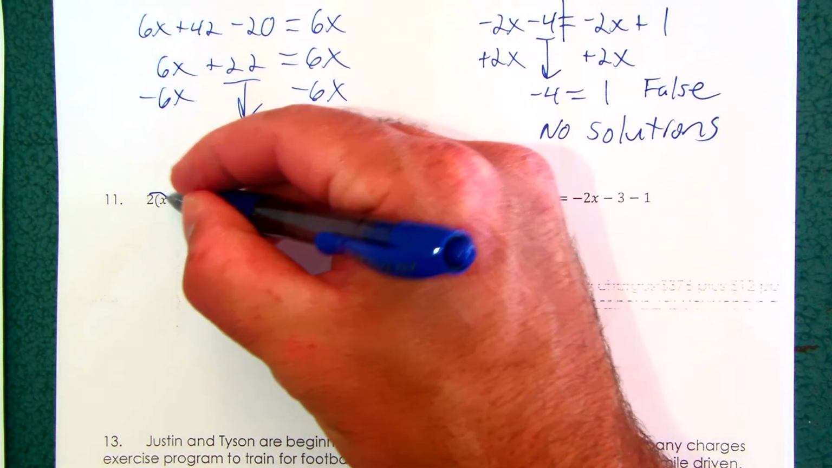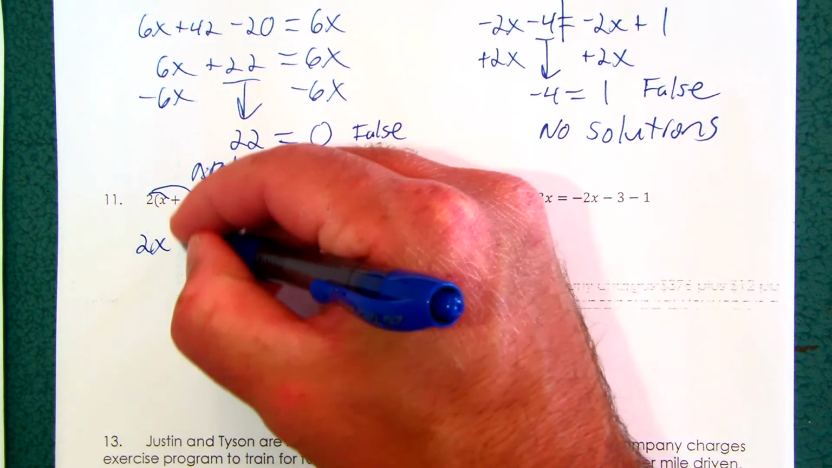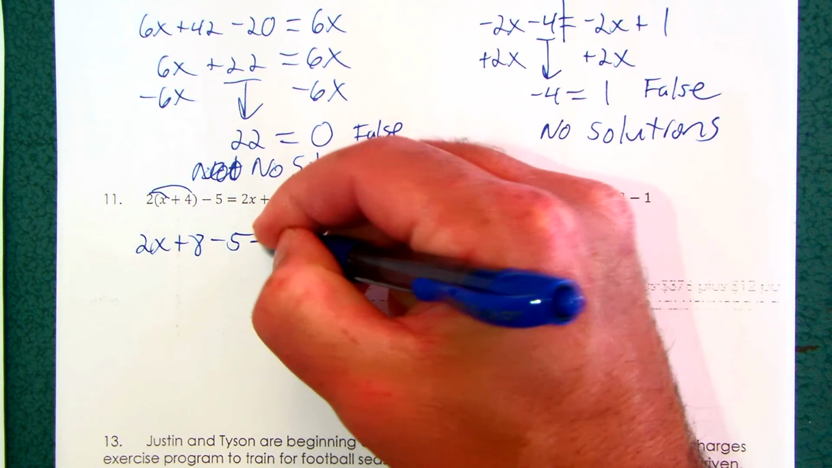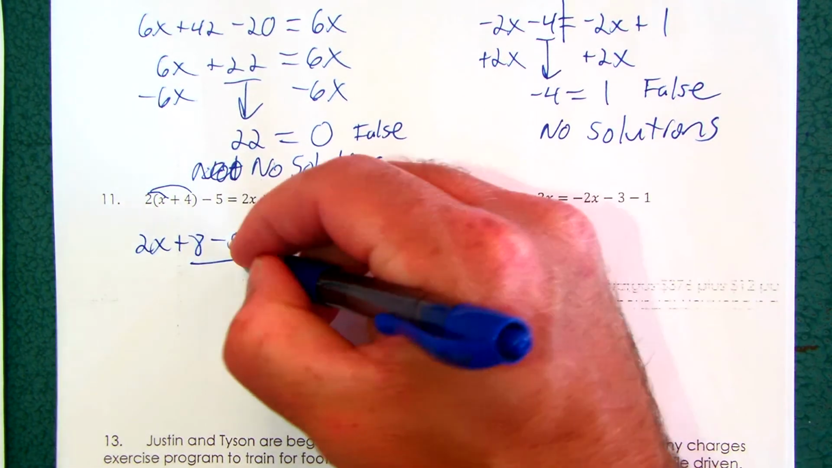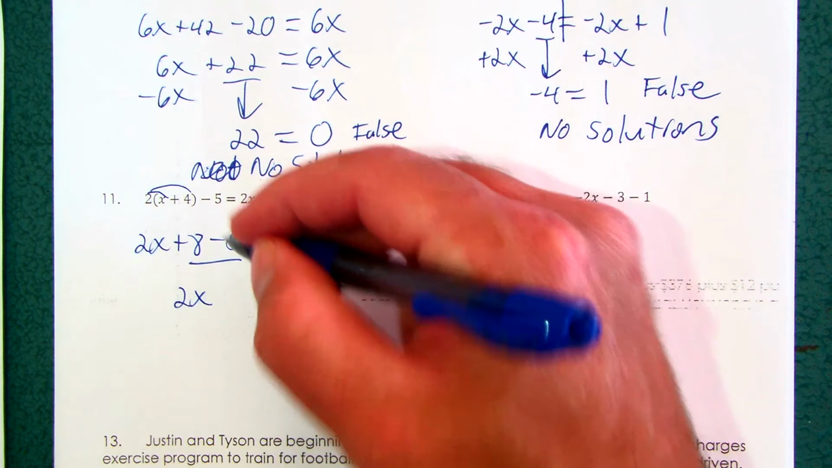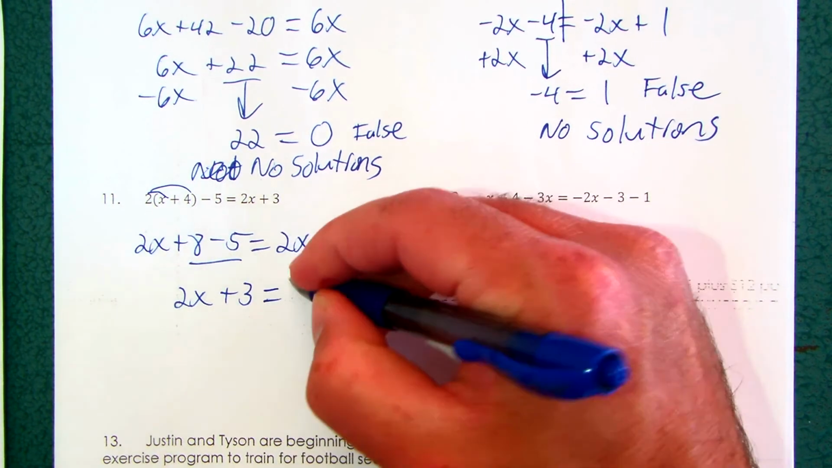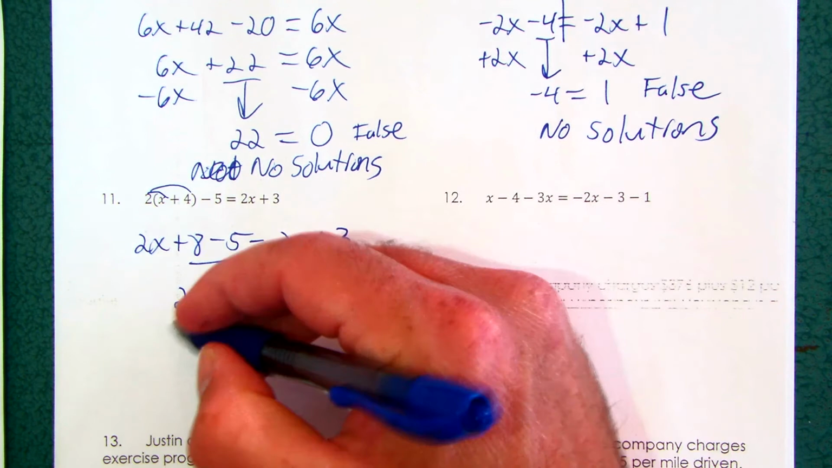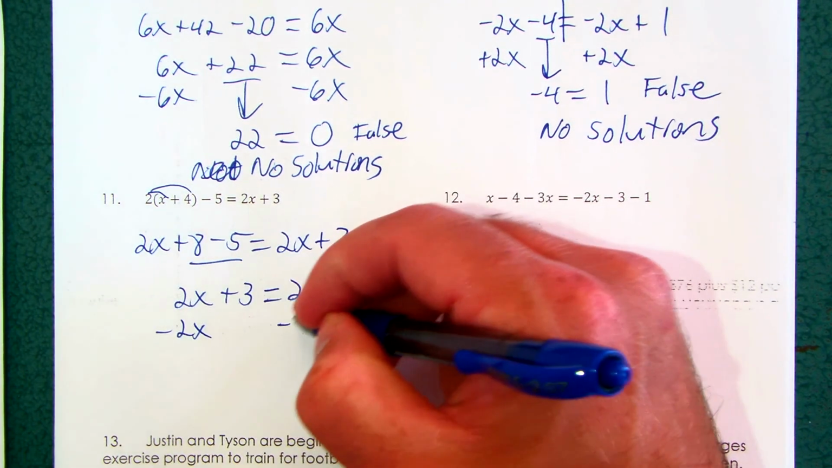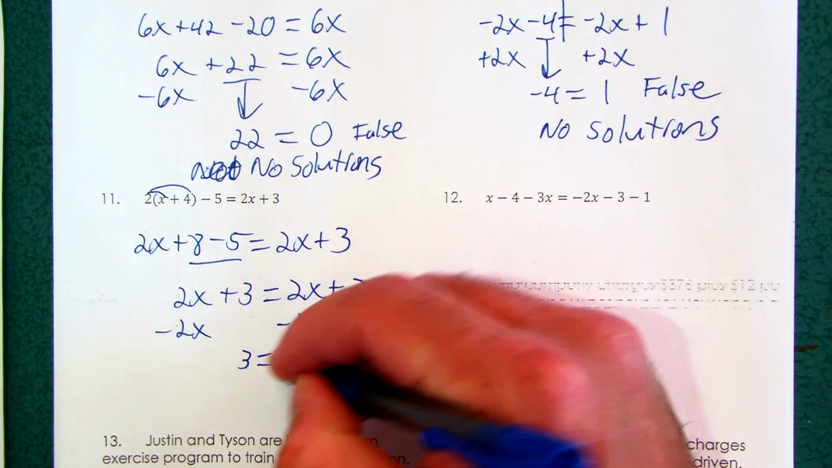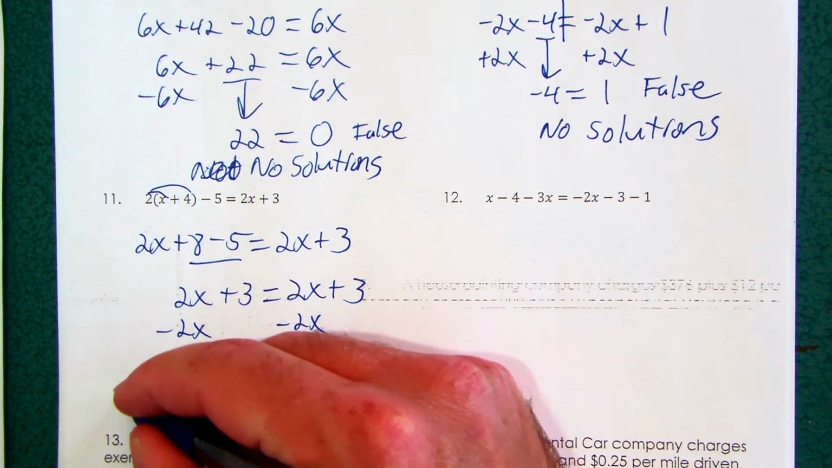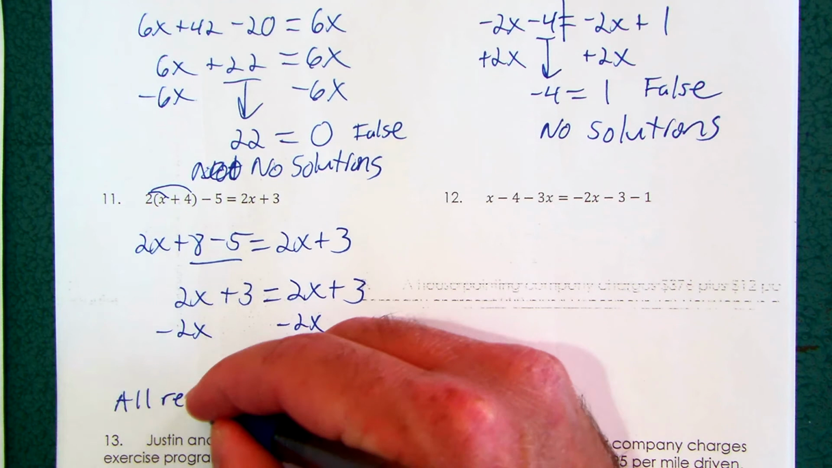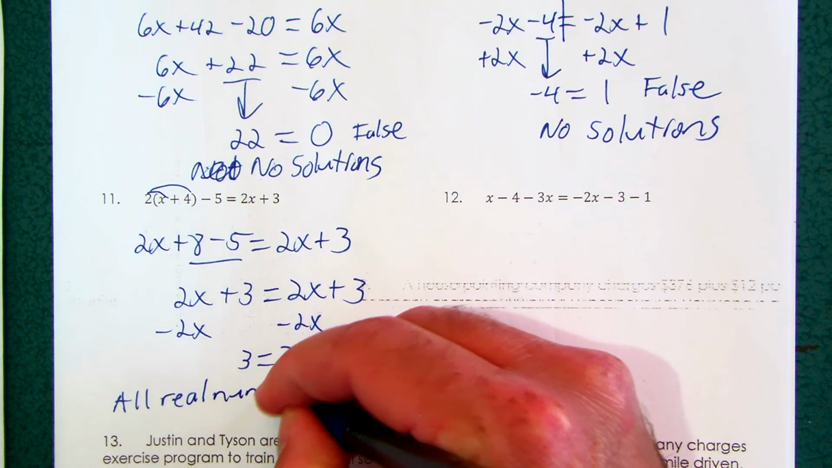So distribute the 2. We're going to get 2x plus 8 minus 5 equals 2x plus 3. 8 minus 5 is 3, so we get 2x plus 3 equals 2x plus 3. Subtract 2x from both sides, we get 3 equals 3. So that's true. So all real numbers are solutions. You can put any number you want in here, and it'll work.